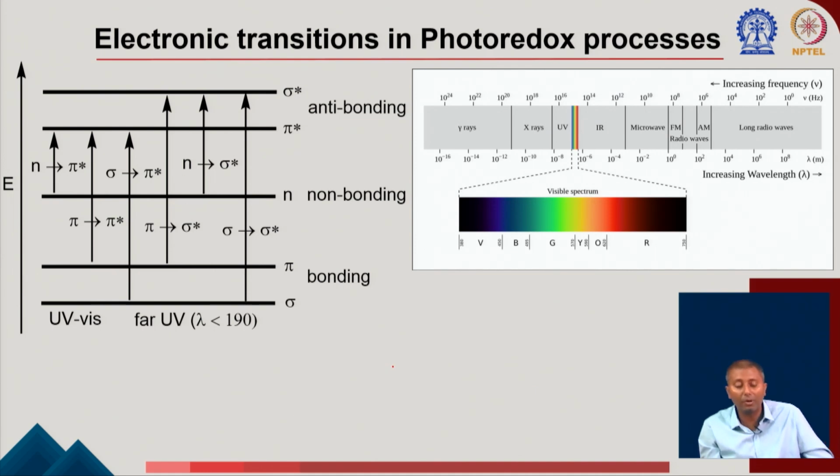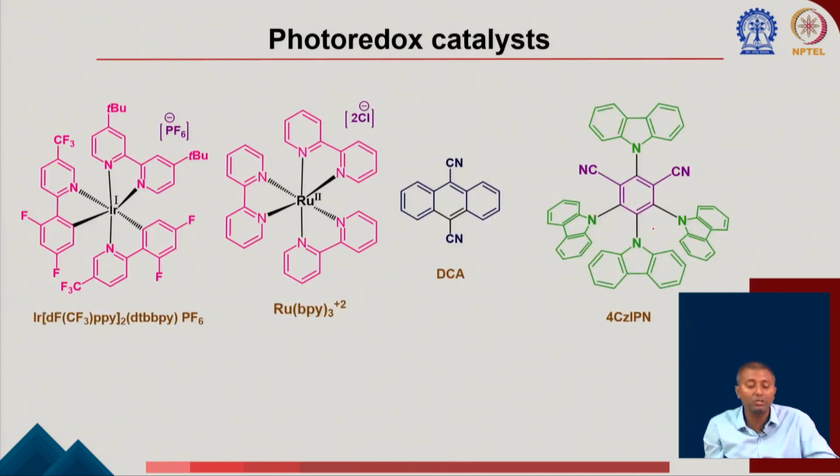So again, I think we already learned about this, I have already shown you this diagram. You have seen this n to pi star and pi to pi star transition, mostly with UV light. Now we are going to talk about visible light here, which is from 380 nanometers to 750 nanometers. So we are talking about the catalysis happening in this range. There are different types of photoredox catalysts using ruthenium or iridium, and also some organophotocatalysts. We have shown some examples here. There are more examples of organophotocatalysts.